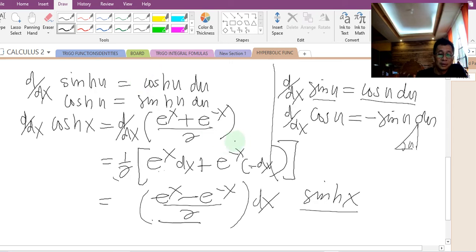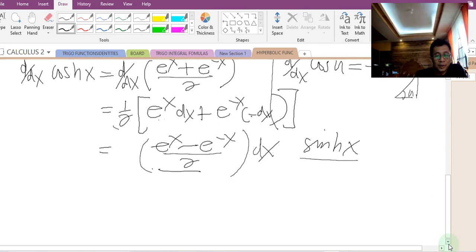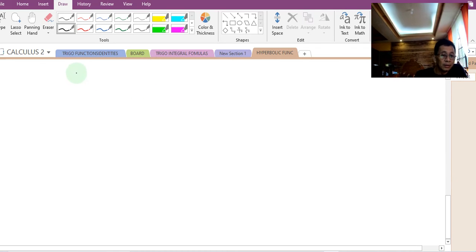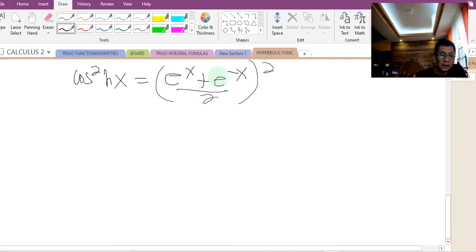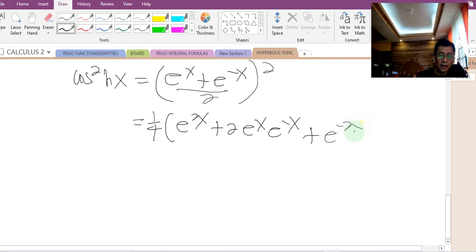Okay, so ano pa? Meron itong identities, di ba? Halimbawa yung cosine squared hyperbolic x. So this is equal to e^x plus e^negative x over 2 squared. Kasi ito yung value ng cosine hx, di ba? Kanina. Kung i-square mo yan, anong labas niyan? 1/4 square the first, e^2x, plus twice the first and the second, plus square the second. Ayan.